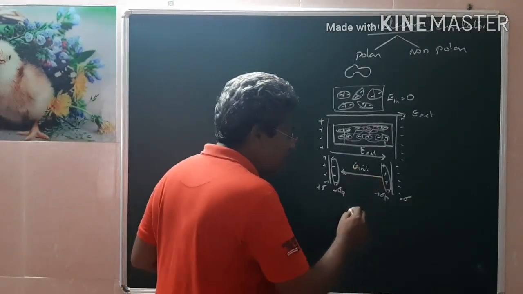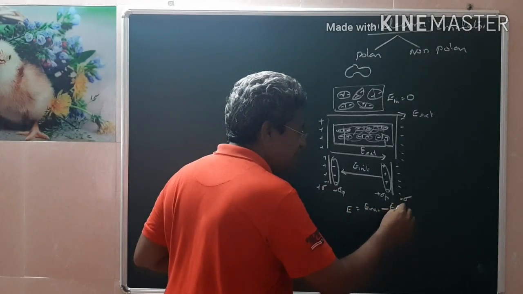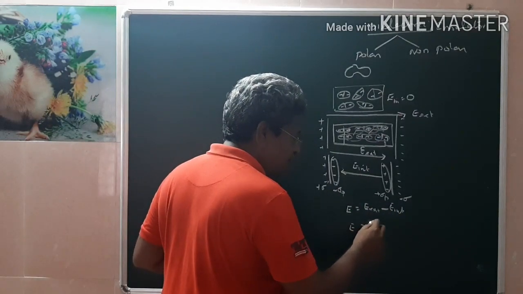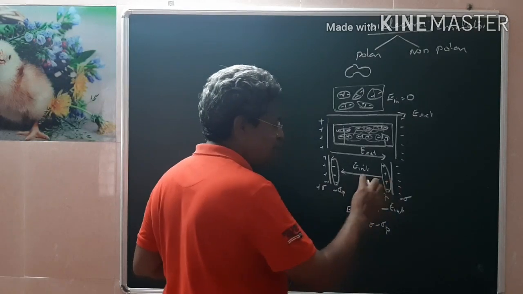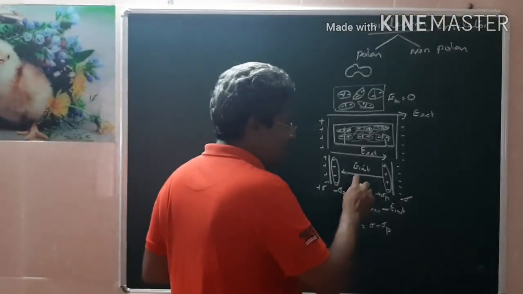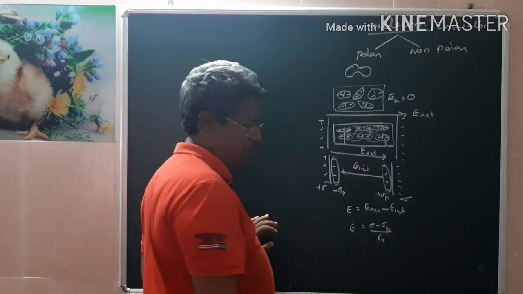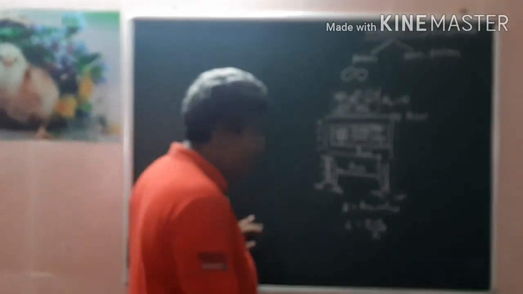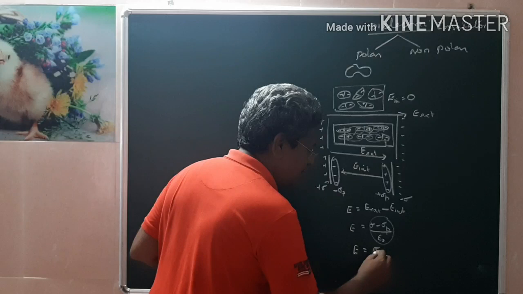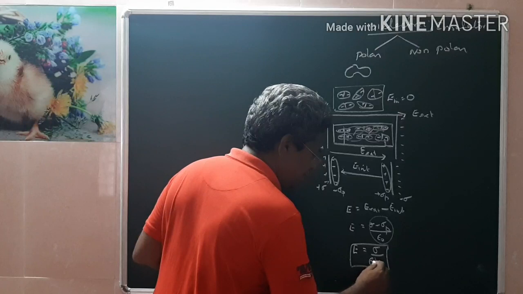Therefore, the net electric field within the material becomes E external minus E internal. If it is air, the electric field E is equal to sigma minus sigma p, because these two are opposite. For a material, this is divided by epsilon naught, that is sigma by epsilon naught minus sigma p by epsilon naught. This can be written simply as sigma by epsilon naught k, since it decreases by a small parameter, let it be k.